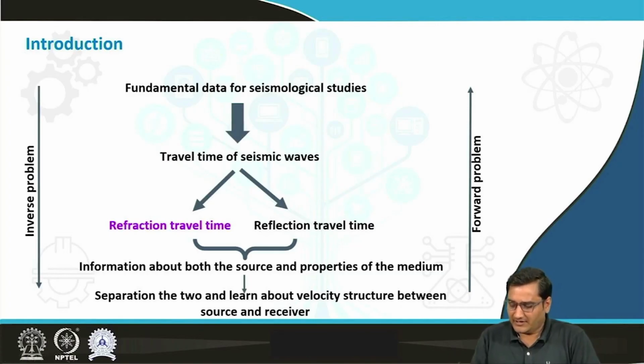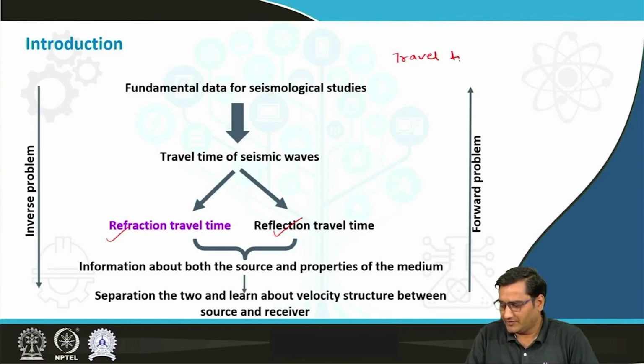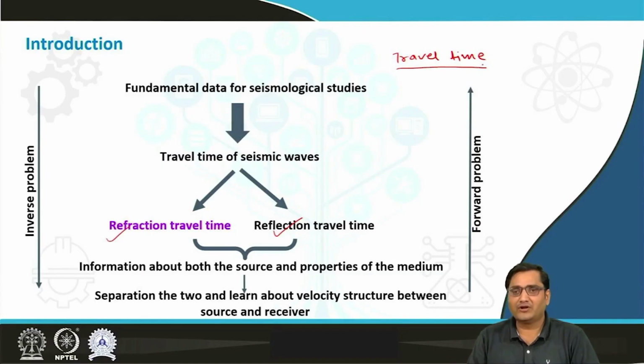When we record these kinds of data sets, such as refraction and reflection, we can do some kind of mathematical analysis in terms of an inverse problem or a forward problem to infer the elastic properties of both the source and the medium. What we generally have is data such as the travel time of the seismic waves, and using this travel time, we can try to find out what kind of seismic velocity structure is producing these travel times of different seismic waves.